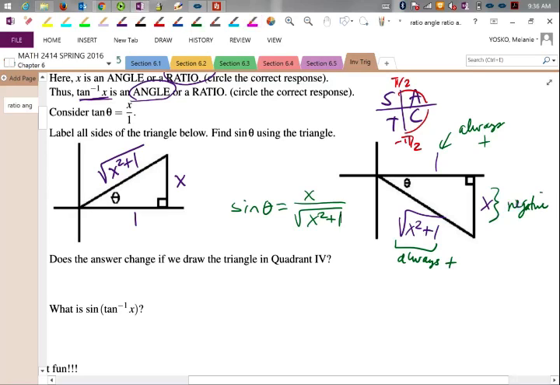Okay, so what is sine of inverse tan of x? We just found it. That's x over this. Instead of saying inverse tan of x, well, we know inverse tan of x is an angle value or a ratio value? Inverse tan of x, the entire thing. Angle or ratio? Angle. So this is sine of the angle. We're calling the angle theta, right? That's what this is? Right? Does this make sense?